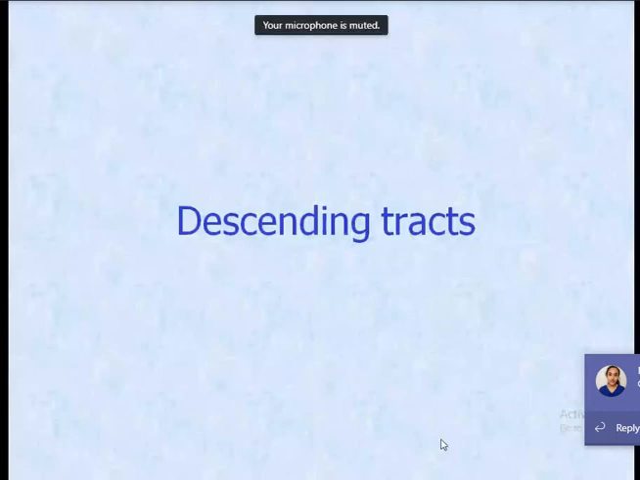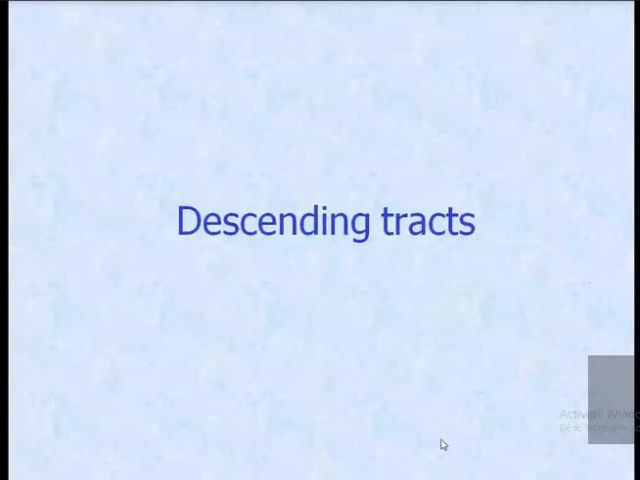At least name those pathways. Dorsal column pathway, which consists of fasciculus gracilis and fasciculus cuneatus. Then the spinothalamic pathway, which is further divided into lateral and anterior, anterior and lateral spinothalamic pathway. Then the spinocerebellar pathway, which is also divided into dorsal and ventral spinocerebellar pathway.